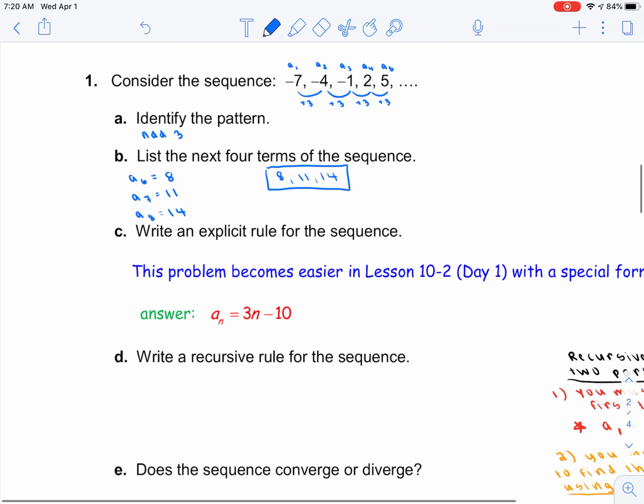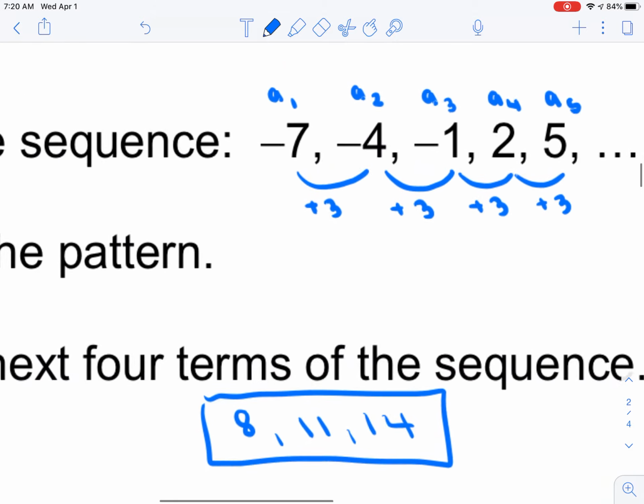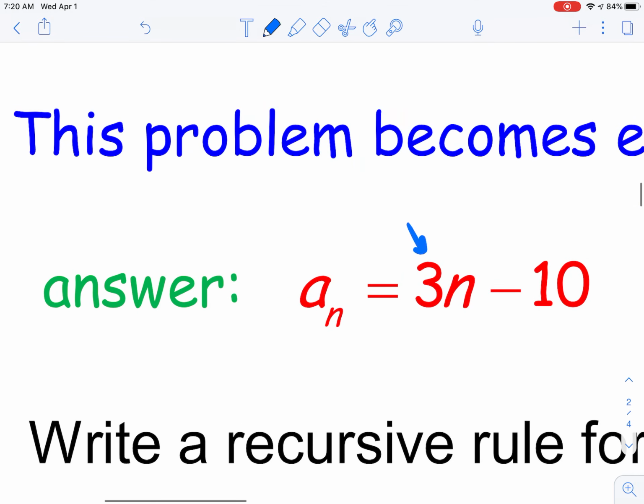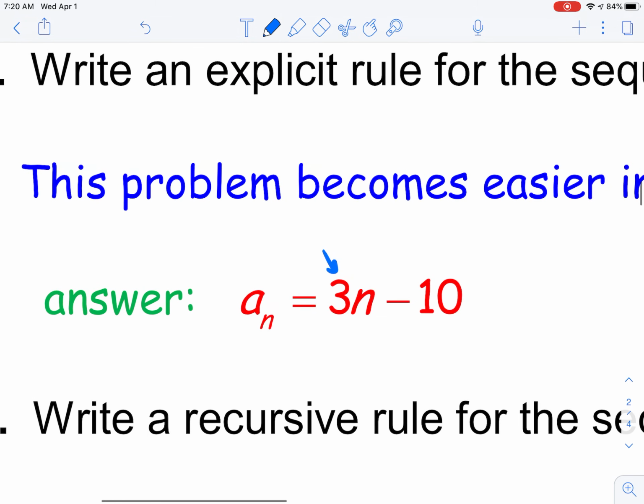Now, we're going to talk later on how to write explicit rules and using formulas, but I just want you to note, because this becomes important later on, that the value we added became the slope of this explicit formula. I also want you to notice this -10. With linear equations, this would be your slope or your y-intercept.